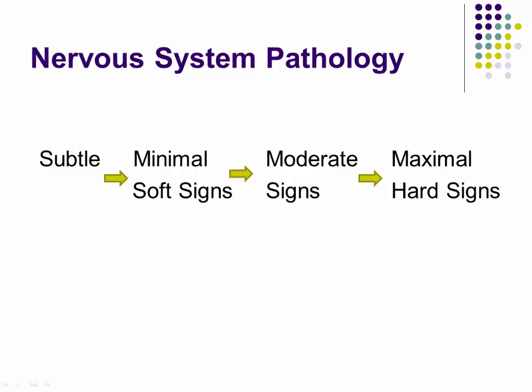pathology. Some of the signs might be very subtle, barely perceivable that there is a problem, and some progress from minimal to soft signs to really hard signs, where it's quite obvious that a child has spasticity, or that they have a visual impairment, or there are problems with cognition. They may be very severe or very mild.